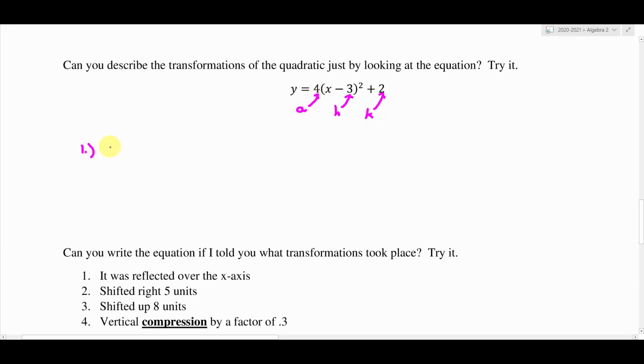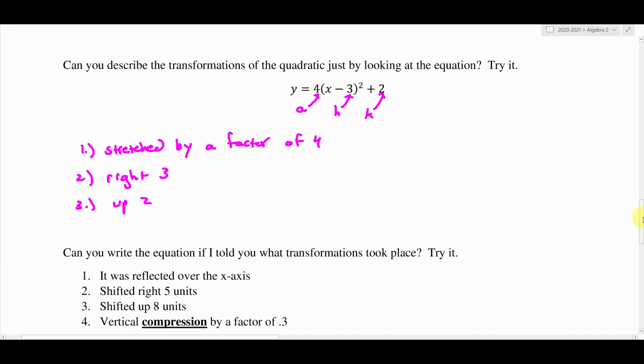The first thing I could tell you is that it was stretched by a factor of 4. And then according to the h value, since it's a minus 3, it went right 3. So it was stretched by a factor of 4, moved right 3, and then based on that k value on the end, it was moved up 2. And that takes care of it all. Now I don't see a negative in front, so there's no reflection, but these would be the 3 transformations that occurred just by looking at the equation. I can tell what happened to that parabola very quickly when we're in that graphing form.